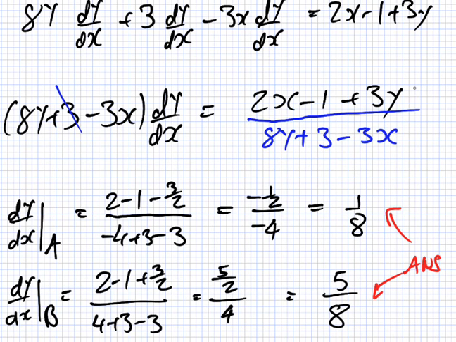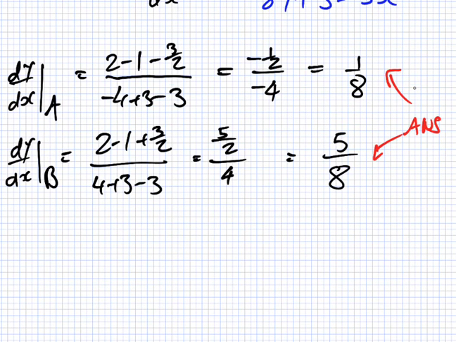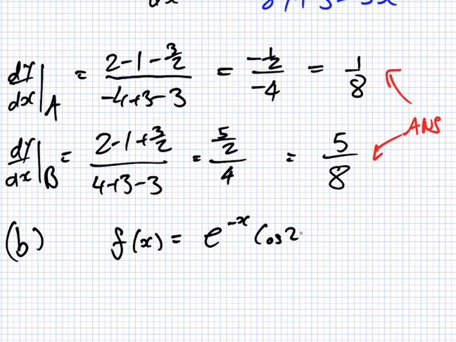Okay, B part now. You have f of x equals e to the minus x cos 2x. First question, what's the derivative?